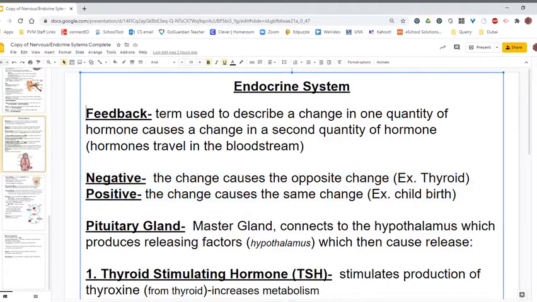So, the endocrine system, which is a series of glands that help to maintain homeostasis, they do this by using regulatory mechanisms called feedback mechanisms. The term is used to describe a change in one or more hormones that help to regulate another quantity of hormone. These all travel in the bloodstream. Hormones are released directly into the bloodstream. Now, we're going to take a time out here and we're going to outline negative and positive feedback mechanisms.